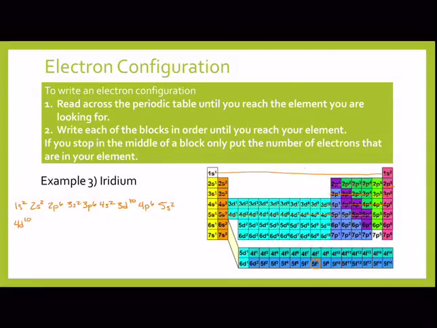4d10, 5p6, 6s2, 4f14, because we'll go down to the f block. Now we'll go back to the d, so 5d10, 6p6, 7s2, and back to the f block, 5f7.